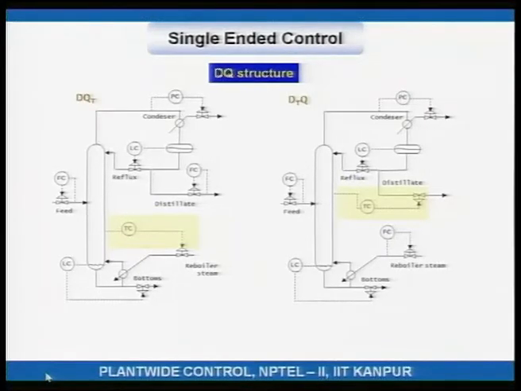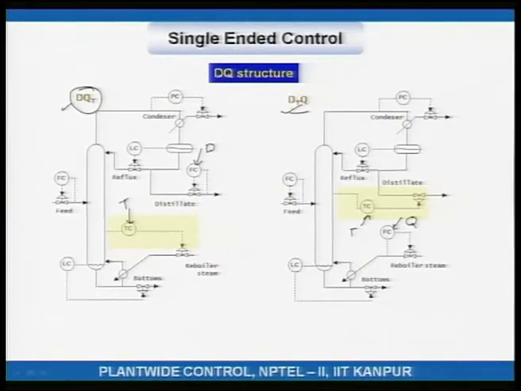In this structure, this is being set by the operator, this is being set by the operator. In the other variant, which is over here, this is being set by the operator and this is being set by the operator. Okay. No marks for guessing, this would be preferred over this, again because effect of change in reboiler duty on the tray temperatures is almost immediate. Okay. Therefore, this would be more commonly used than this.